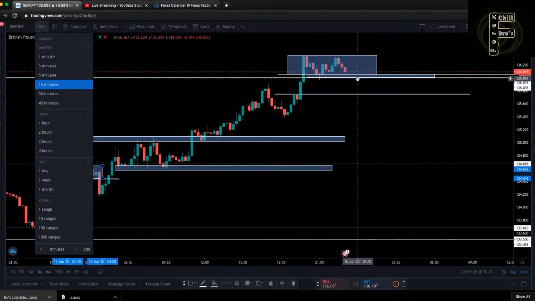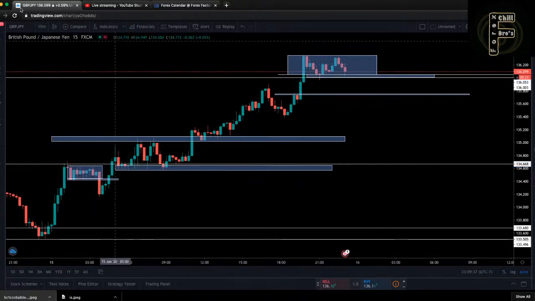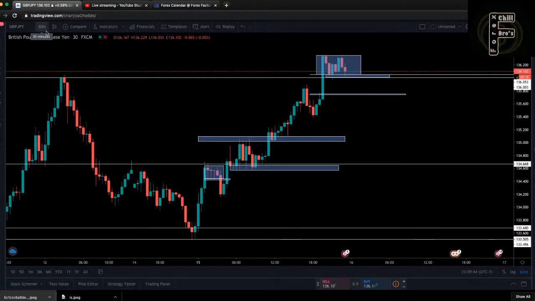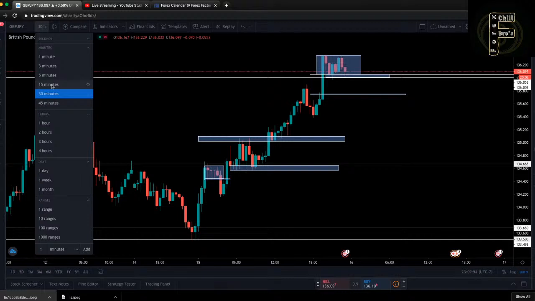This is the 15 minute. I use the 30 minutes mostly, but the 15 minutes to actually see. Anytime I take my trade on the higher time frame, I use the 15 minutes to check what's actually happening in between the higher time frame, because it shows you what exactly is happening. The higher time frame shows you the overview of the direction of price. The lower time frame shows you your trade.